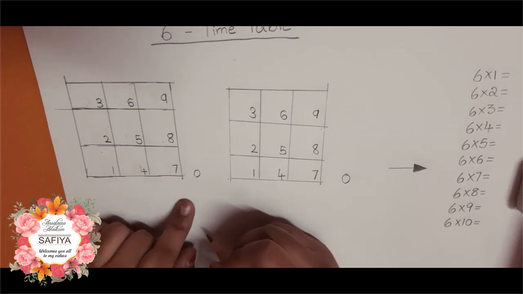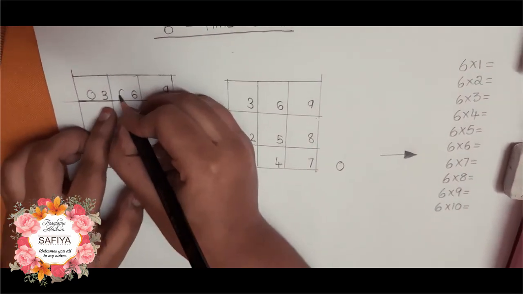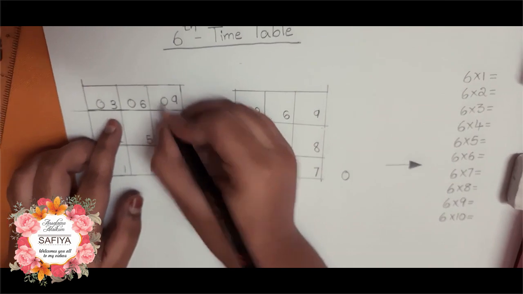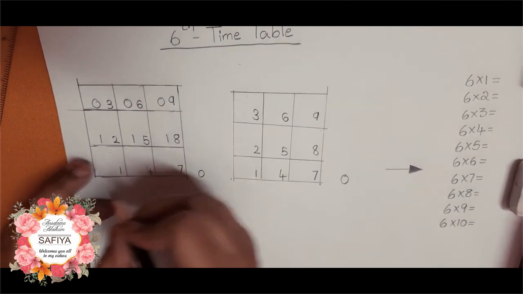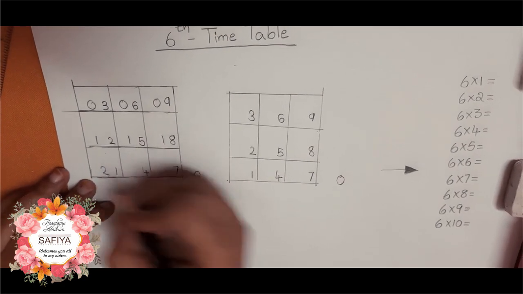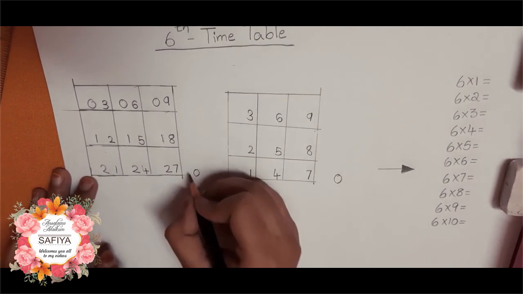Okay, start with this corner. 0, continue 2 times. 1, continue 2 times. 2, continue 2 times. 2 after 3 na, so 3.